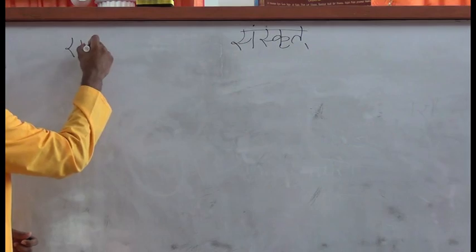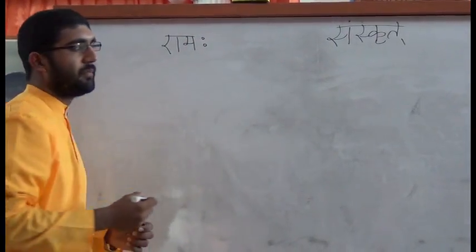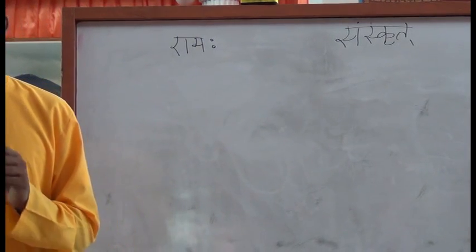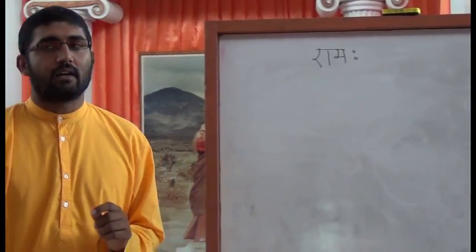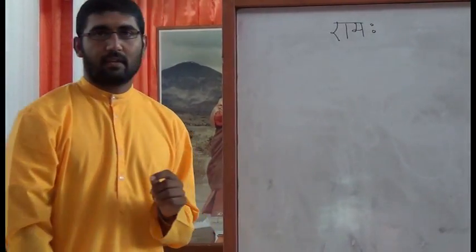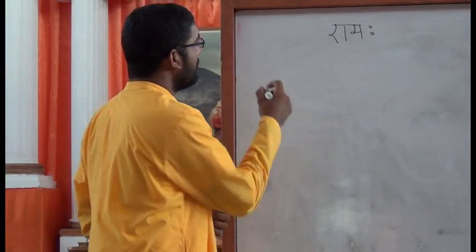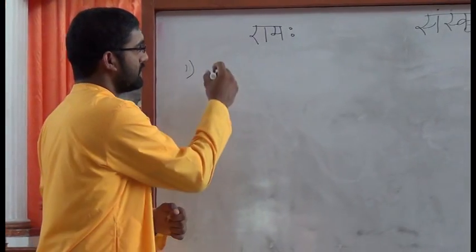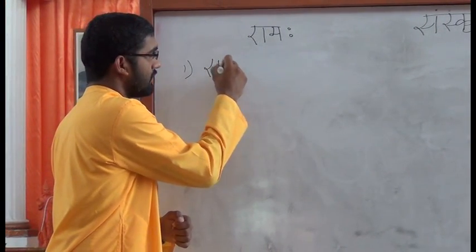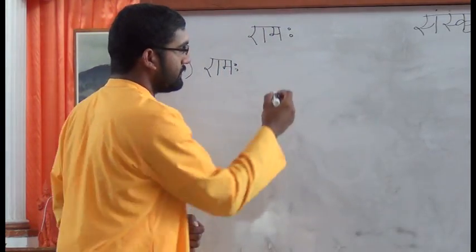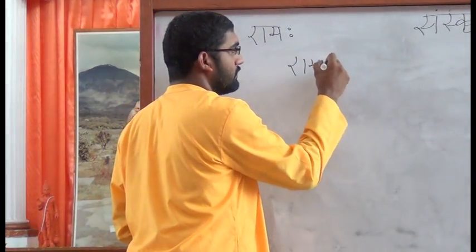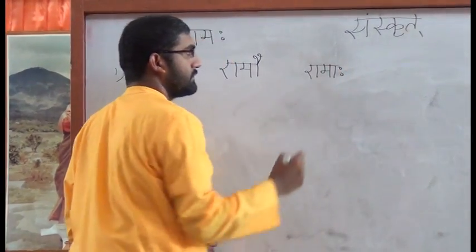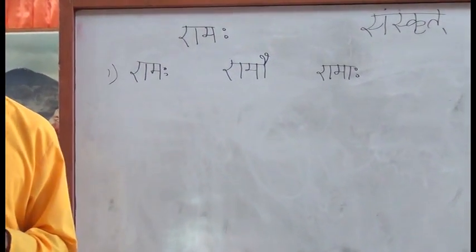So, what is Rama? Rama is a masculine noun ending in a. Right? So let's hear the declension for Rama. Case 1. Loudly. Ramaha. Ramao. Ramaha. Everybody remember this?